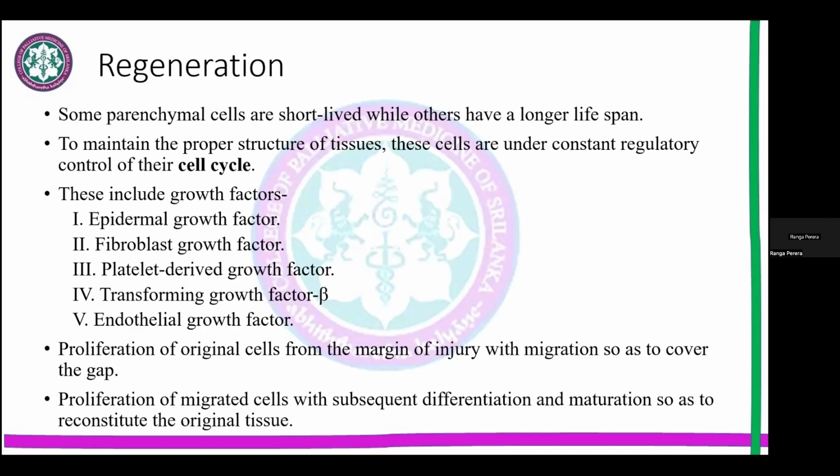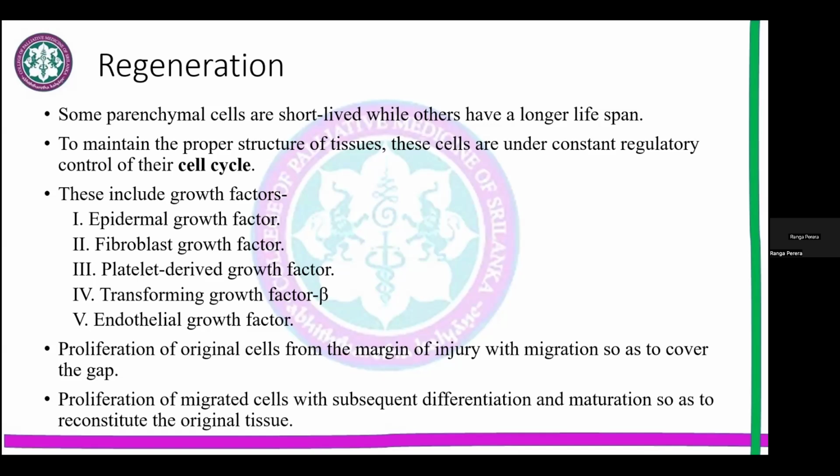So in this process of regeneration, some parenchymal cells are short-lived and others have a long lifespan, like neural cells and muscle cells, which live long. Some parenchymal tissues like liver, kidneys, and intestine have a very short life, and when they die, they will replicate and regenerate and replace that tissue. To maintain this process, the cells have to undergo regulatory control of what we call the cell cycle. So cells will undergo replication and restore their lost tissue.